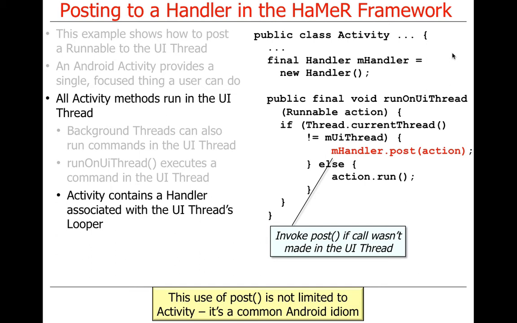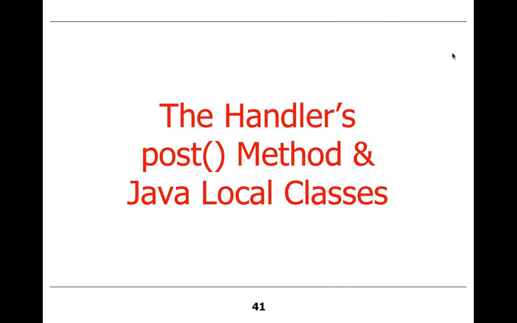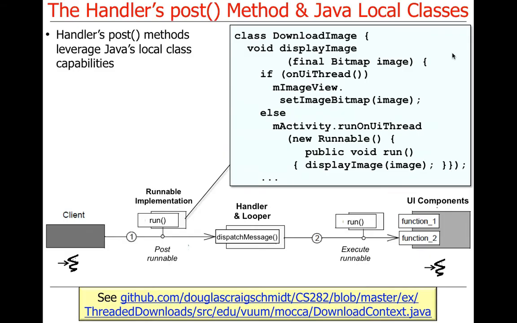This use of post, of course, is not limited to activity. It's used all over the place. But this is just an example of how posting to a handler is used by the activity. So when you use activity and you want to run something on the user interface thread, this is what happens under the hood. Now, there's something else kind of interesting to know about in this context.